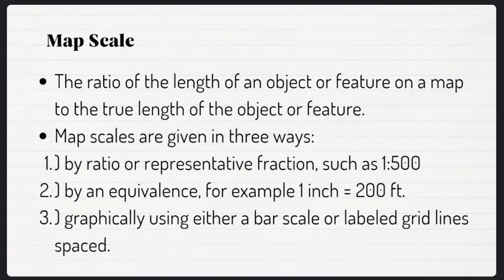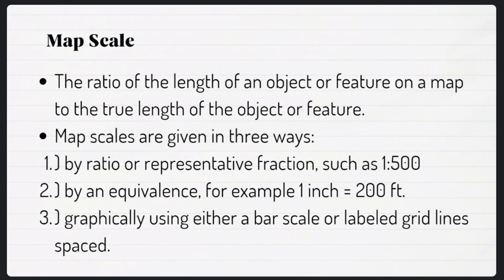As mentioned earlier, the most common method of representing the topography of an area is to use contour lines. A contour line is an imaginary level line that connects points of equal elevation. When using contouring, it is important to use map scales. A map scale is the ratio of the length of an object or feature on a map to the true length of the object or feature.